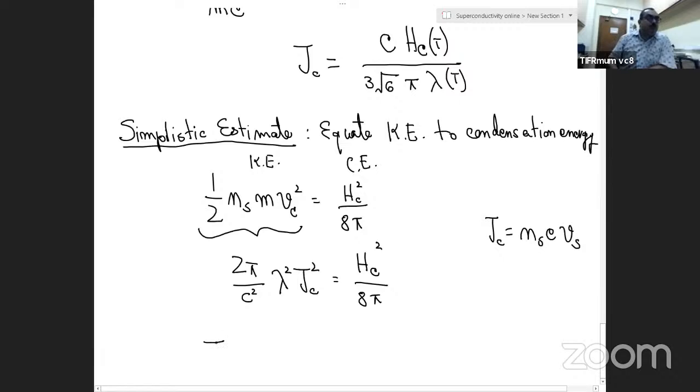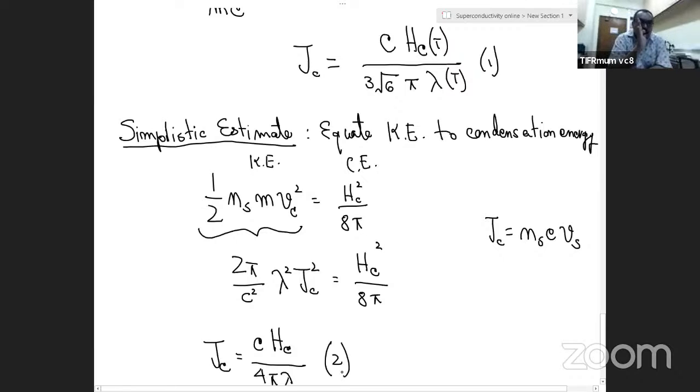So this would give you a Jc value which is C Hc by 4 pi lambda. Now look at this and look at this. So we are not very bad. So this is the good estimate and this is the two-line estimate. The two-line estimate is not bad. It is capturing correctly the dependence of critical field on penetration depth. So it is C Hc by lambda, that part is okay.